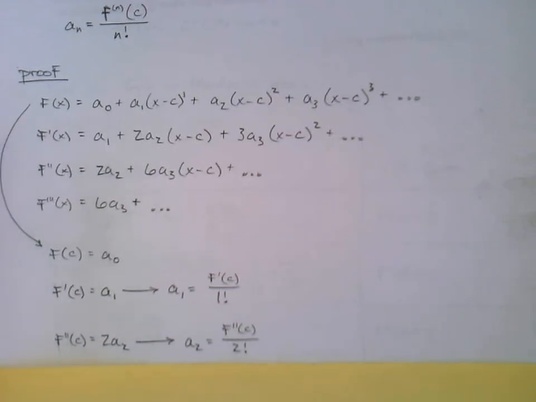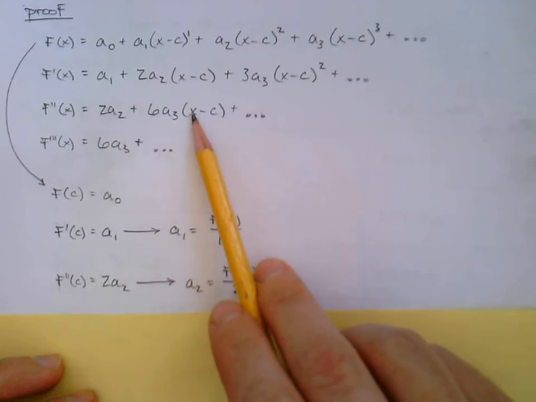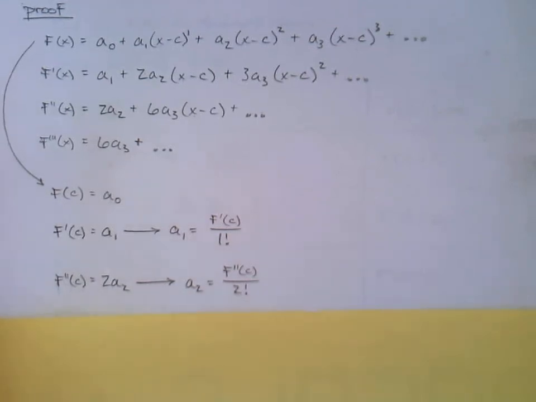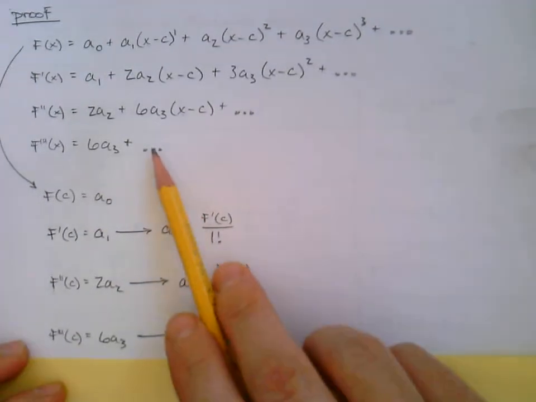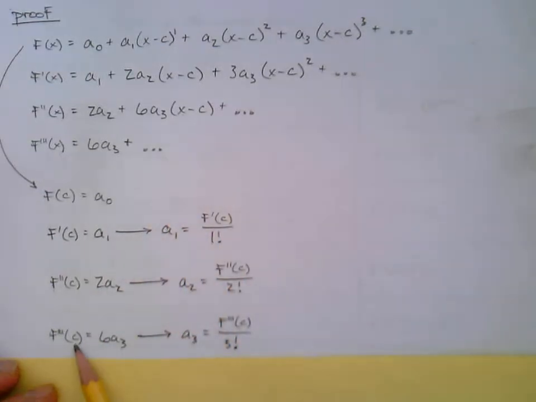How about that second derivative? Same idea. If I plug in c for x, that's going to be 0 right there. So all I have is 2a2. Aha, think of this: divide the 2 this direction, and 2 is 2 factorial. And finally, the third derivative: all of these values would have an x minus c component, so they would all go to 0 when you evaluate at c, so it would just be 6a3. Divide that 6 over, isn't that over 3 factorial?